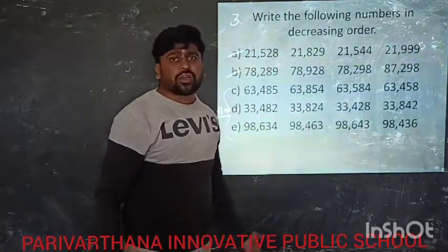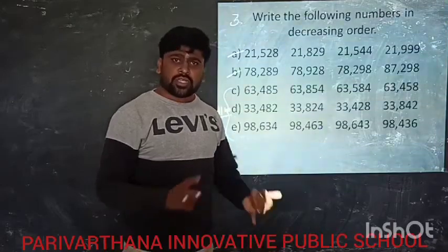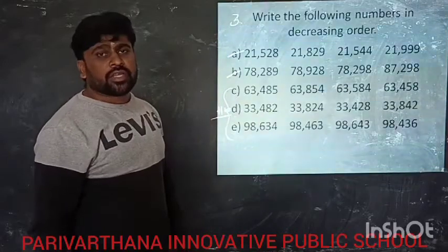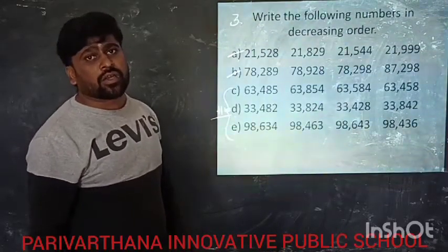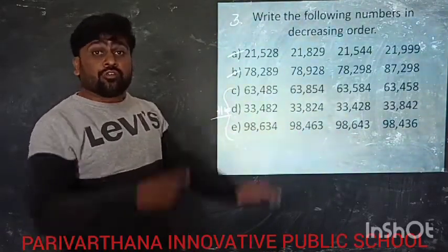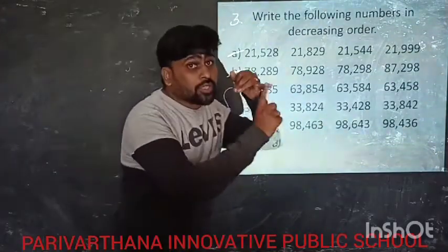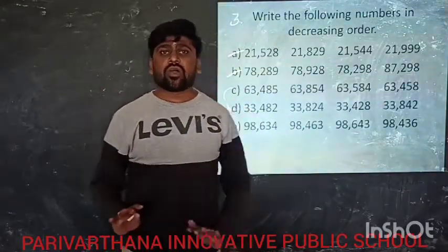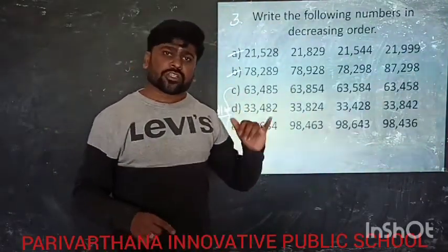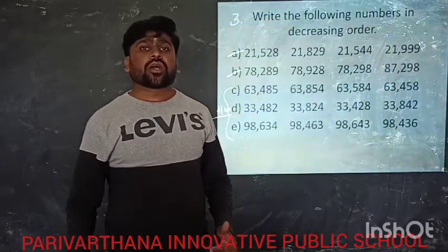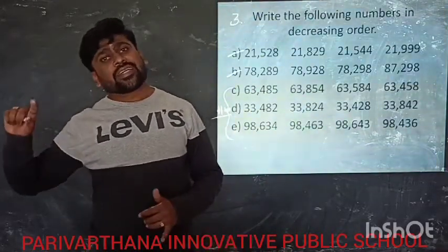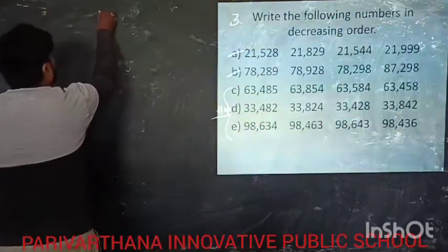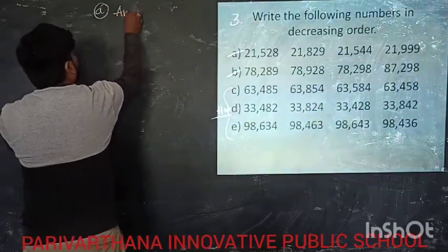Regarding the decreasing order, nothing but ascending order and descending order. Clear? Decreasing order is nothing but descending order. In descending order, first big number, then last small number. This is the difference. Regarding the increasing order, first small number, last will be the big number. Regarding the decreasing order, first big number, last small number. Clear?